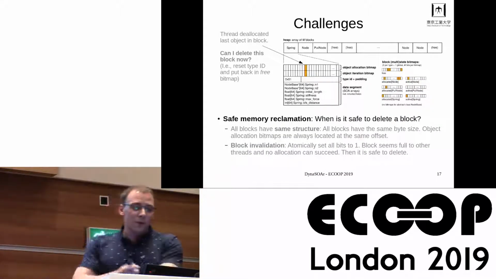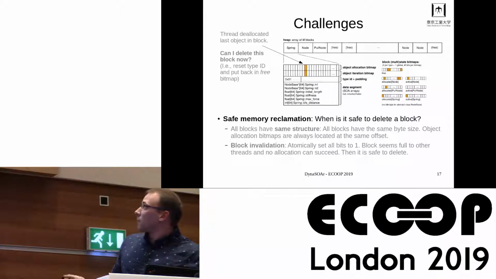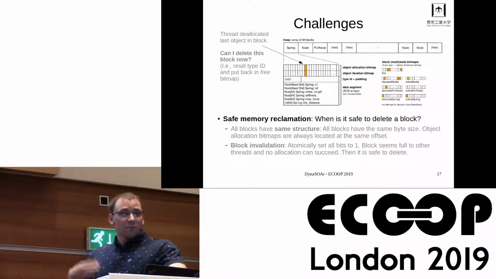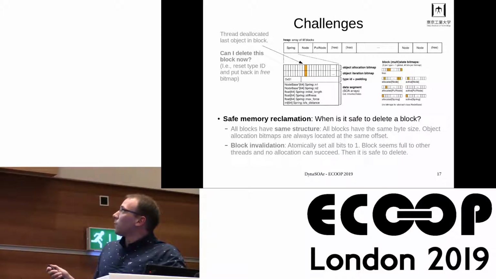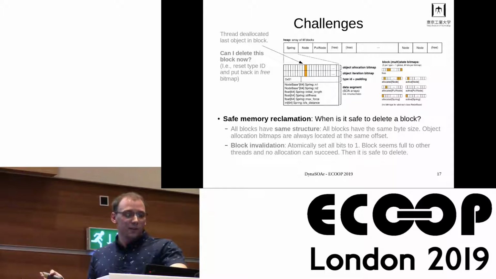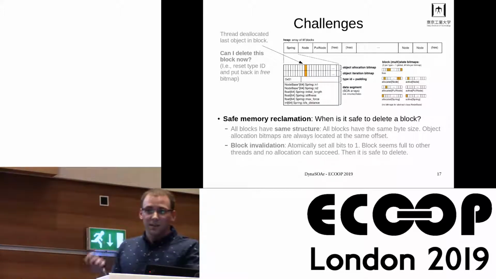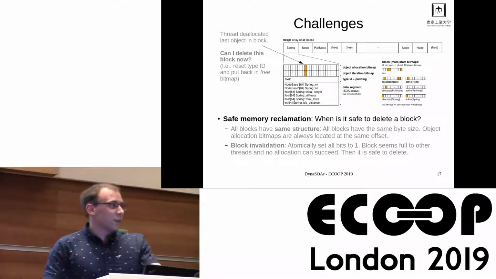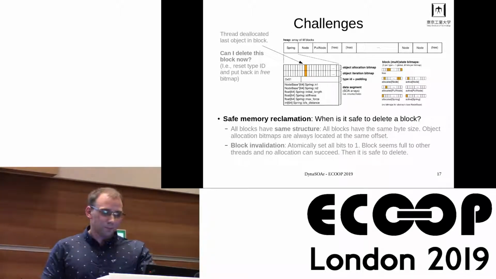Also, safe memory reclamation, this is a big one. So when we delete the last object slot in this block here, we want to delete this block. But is this a safe operation? There may be some other concurrent allocate operations, and these allocate operations might already have selected this block and they're about to allocate something here. So now it is no longer safe to delete this block. How this is solved is described in detail in the paper, but the basic technique is that we invalidate this block, which means we atomically set all bits in this bitmap to 1, and then this block appears to be 100% full to other threads.